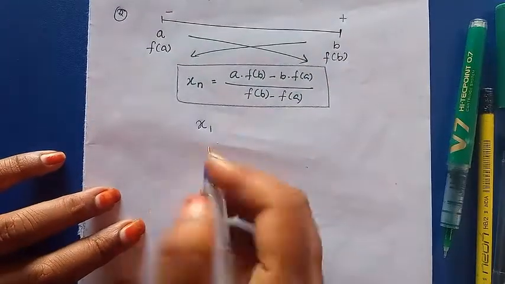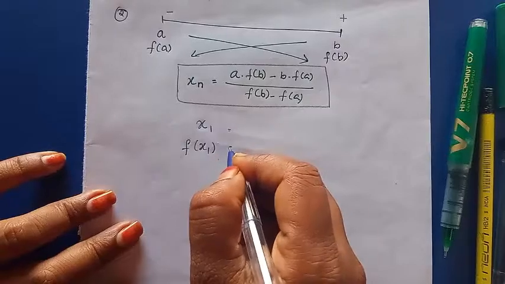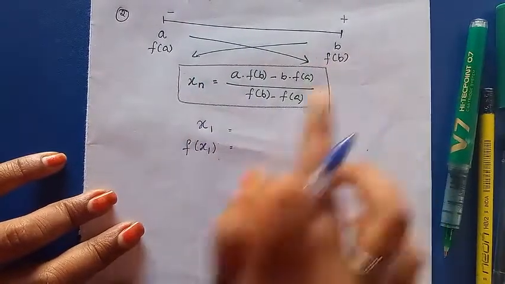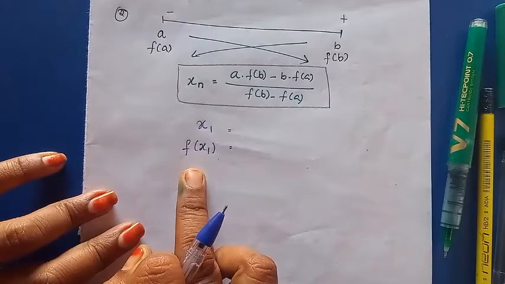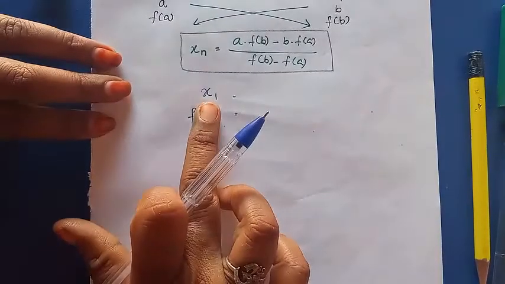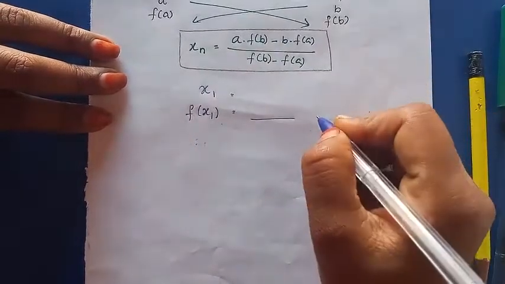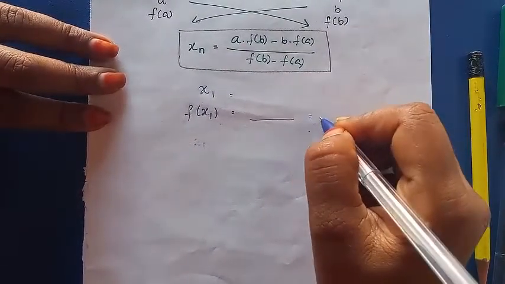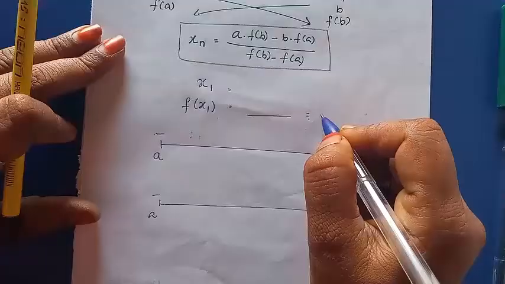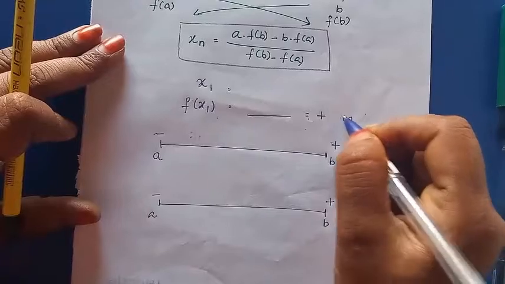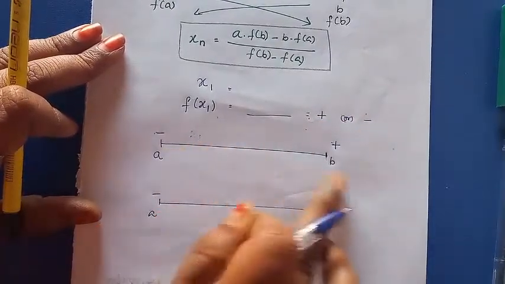Substituting these four values, we get the first approximated value x1. After finding x1, substitute it in the given function f of x, as we did for a and b, and get the value of f of x1. Here also, the main thing to note is the sign. The sign decides in which direction we have to move, whether towards a or towards b. It may be plus or it may be minus.